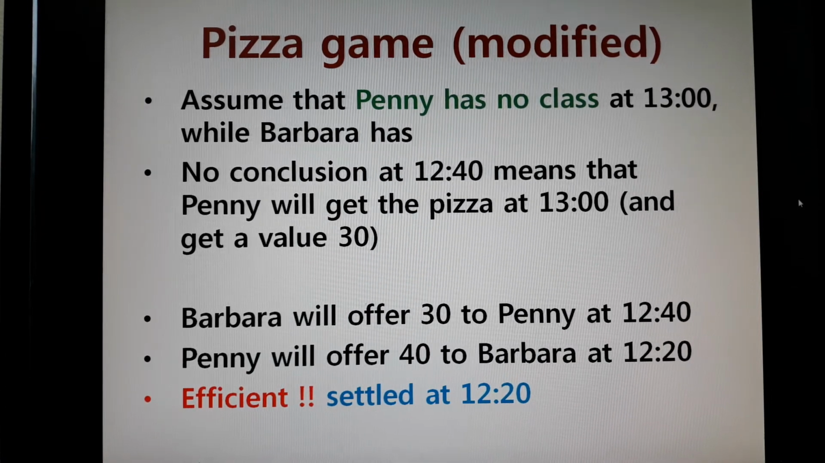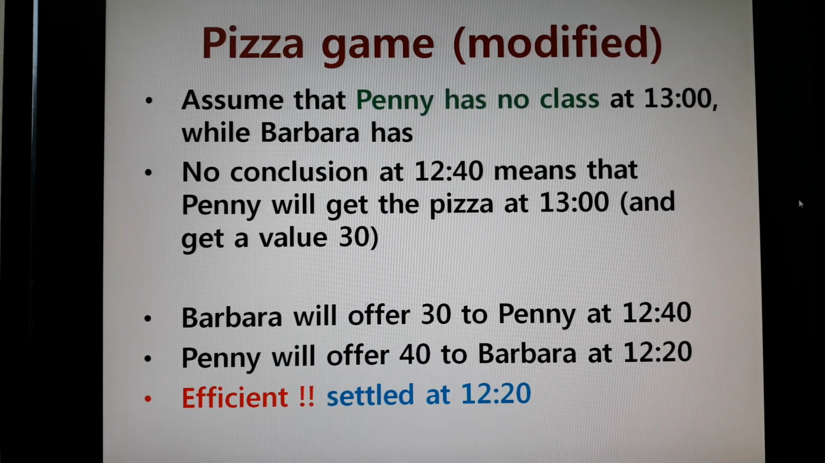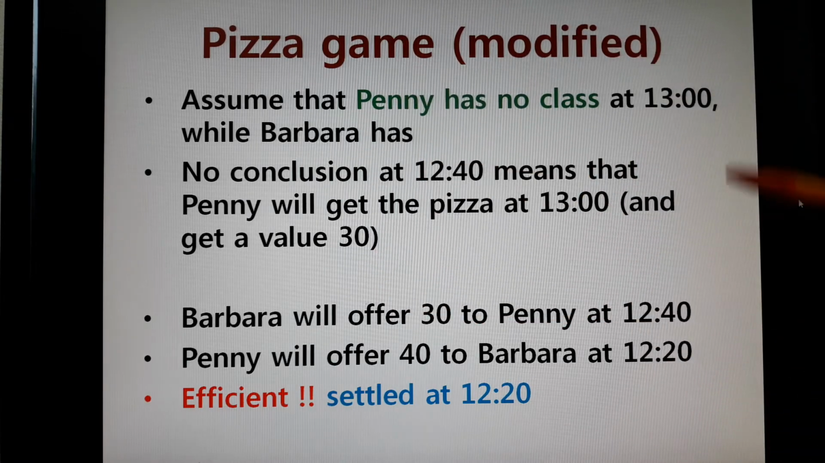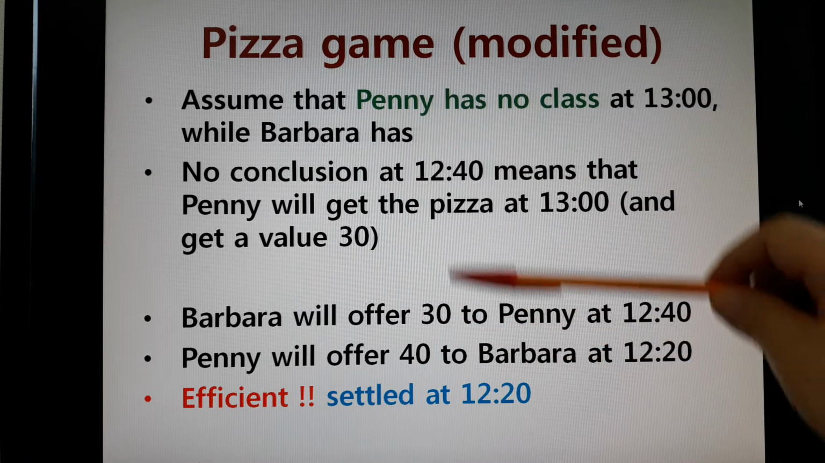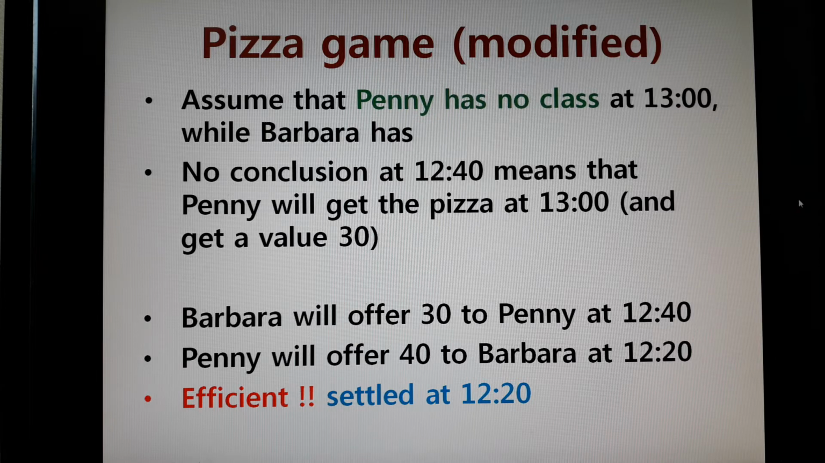Okay, so what actually happened in this game is that everything else is in Penny's and Barbara's minds, and what we can observe is Penny offers, oh, Barbara, at 12:20, I'll give you 40 and I will have 60. Is it okay? And Barbara said, yes. 12:40 and 1 o'clock are only in their heads.